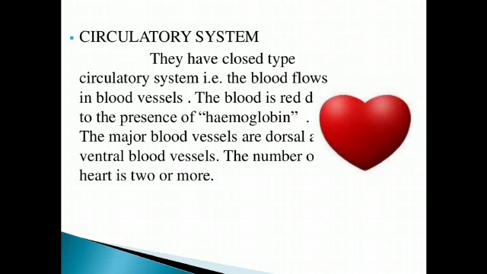They have a closed type of circulatory system. That means the blood flows in the blood vessels and never leaves the blood vessels. The blood is red due to the presence of hemoglobin. The major blood vessels are the dorsal aorta and the ventral blood vessels. The number of hearts is 2 or more, but the pumping heart is only 1, and the rest of the hearts are called the pseudo hearts or the fake type of hearts.